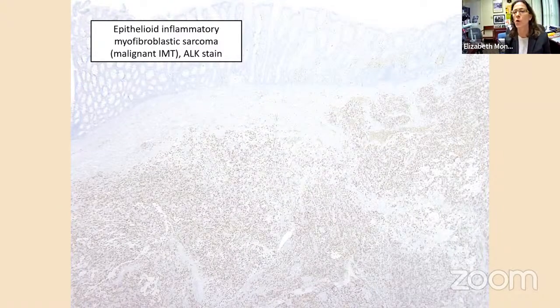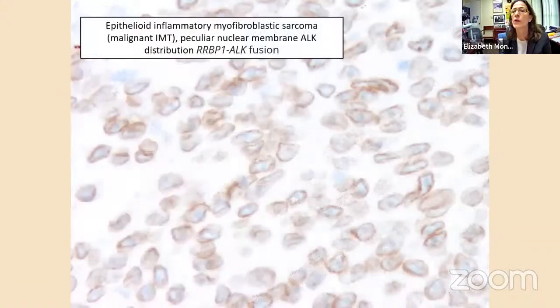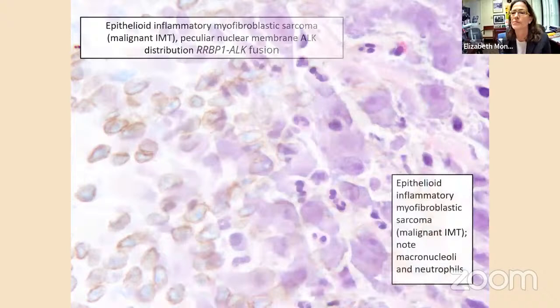So this is that same colon one. And when we go to high magnification, you can see that there's this sort of nuclear membrane area distribution of the staining extending slightly into the cytoplasm. And in all likelihood, this lesion has a rearrangement with RRBP1, and that particular gene or protein happens to live right on the nuclear membrane. So that's where you see the deposition of the staining.